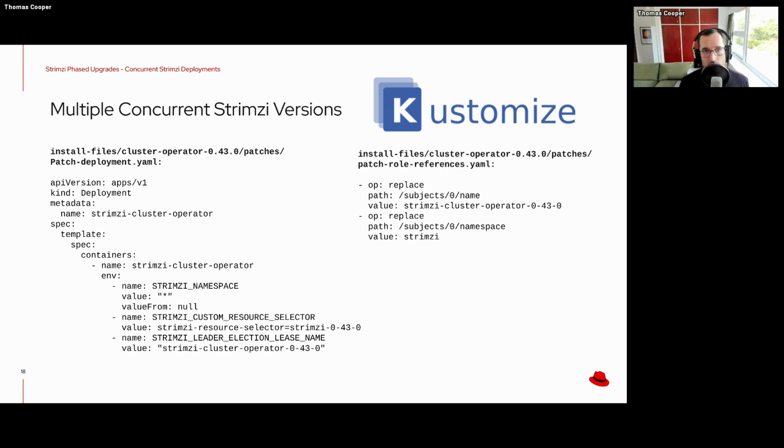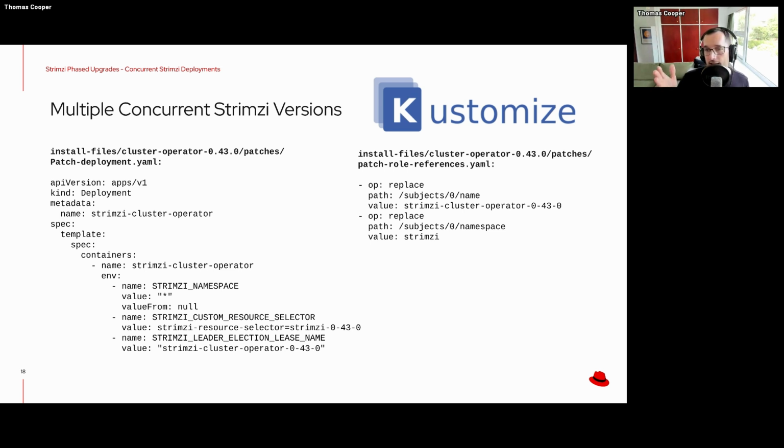Most of these changes are stuff you have to do anyway in a production deployment. So here, for example, right at the top, we're telling Strimzi to be cluster scoped rather than namespace scoped. So that's a change it's just going to do anyway. And then we've got the custom resource selector. So here is the label that you need to look for. And then the leader election lease needs to be unique. So I've just made that unique in each case so that we can do high availability.